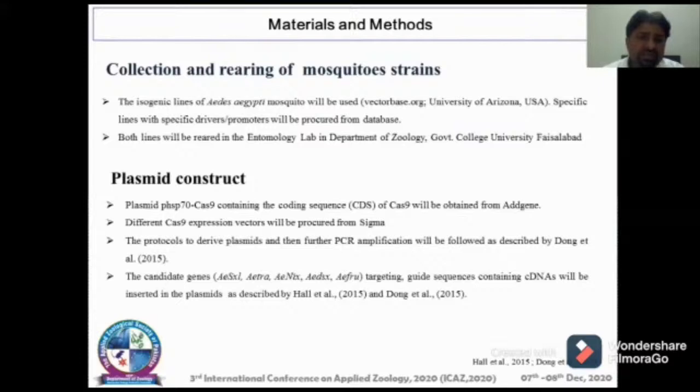As I told you, we have a collection of Aedes aegypti mosquitoes, and one strain we will procure from abroad, from the USA, just to have a control in parallel. And we have this line to be used for microinjection. There is a plasmid we are going to construct using these genes. The candidate genes are Aedes aegypti sex lethal, transformer, Nix, double sex, and fruitless. All of these will be used singly and in combination and inserted into this plasmid. Then we will use this for microinjection.